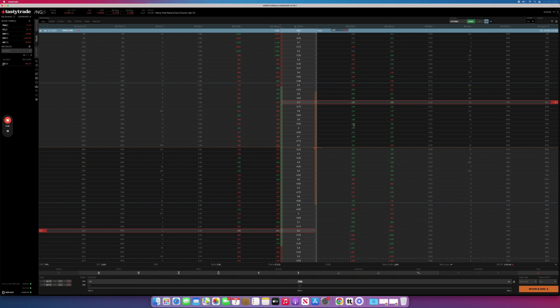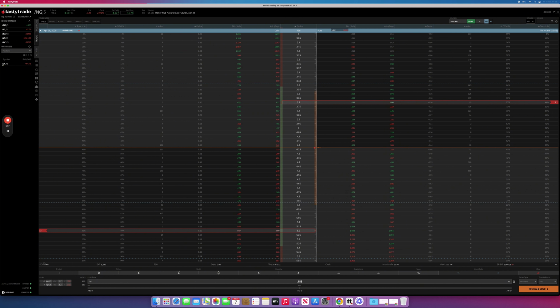The delta is the most important thing. So 20 delta on either side. And if you look in the bottom left corner, we have a pop of 79%. That means probability of profit at expiration is 79%. So we've got an extremely high win rate straight away.